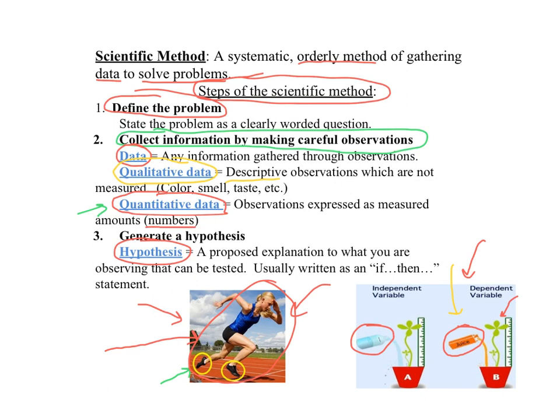All right, a super important term is the hypothesis. That is a proposed explanation of what you are observing that can be tested. It is usually written in an if-then statement. So it would be something like this: If I jump far away from the bus in Fortnite, then I will live longer. If I wear track shoes, then I will run faster. If I feed my flowers orange juice, then they will smell better.